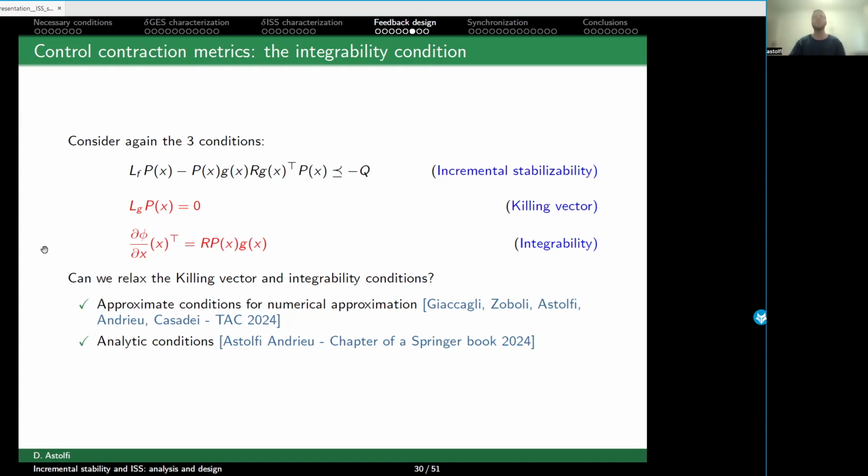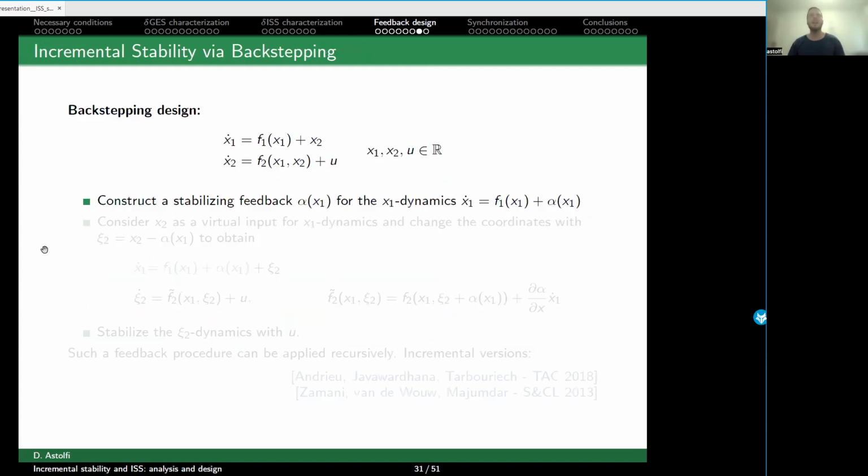I will just refer to the work because of time. Finally, I would like to point out two other methodologies to design a feedback that gives you incremental stabilization properties in closed loop. So the first one is about backstepping.